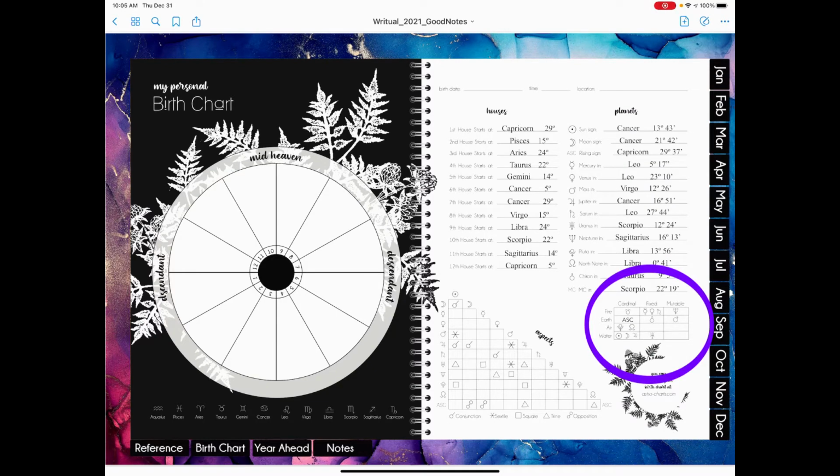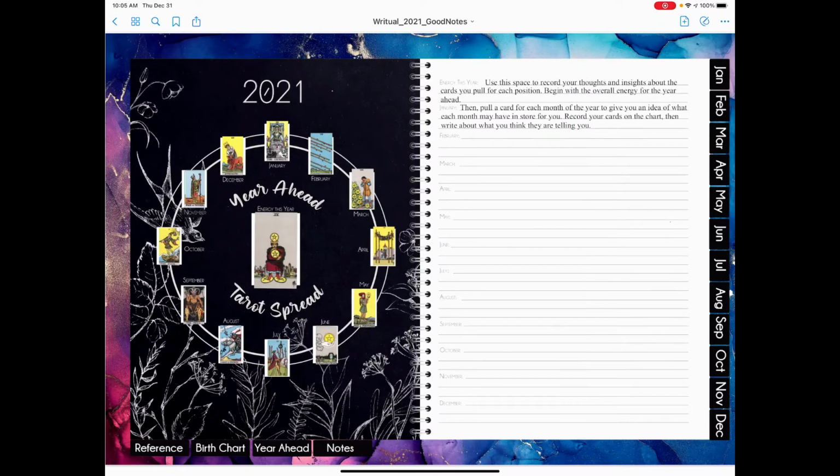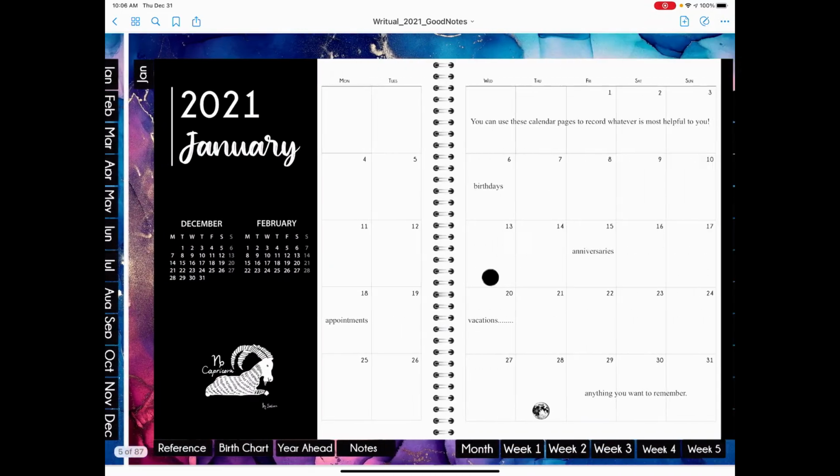All right, so then we move ahead to our year ahead spread. My intention with the year ahead spread was that you would sit down and draw your cards, pull this entire spread at one time at the start of the year or even before. You would pull a card for the energy of the year and then pull a card for each of the months throughout the year. And then on the right-hand side there, you can use that space to record your thoughts and insights about those cards that you pulled for each position. Once you record all of that, then we're ready to get into January.